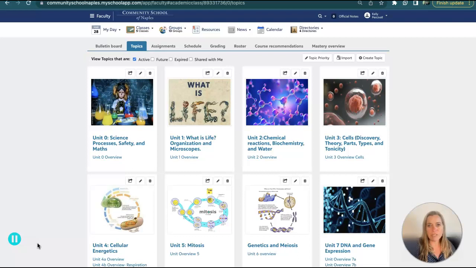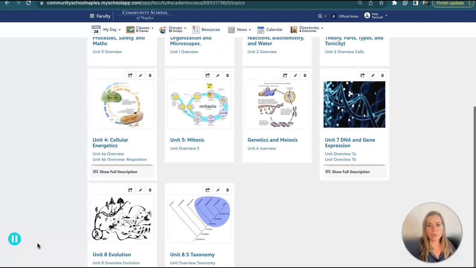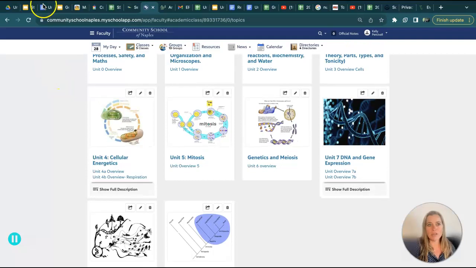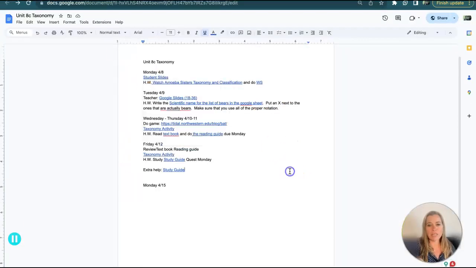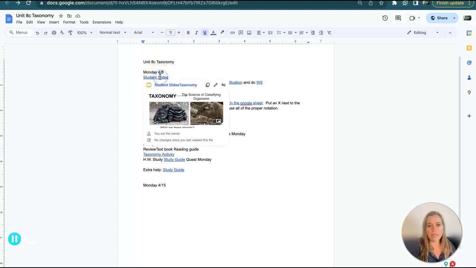The first thing that you're going to do is go to your class homepage, and then go to our newest unit, which is 8.5 Taxonomy. It's a baby unit, and you're going to click on the unit overview. Once you click on the unit overview, it'll take you here. You're going to click on the Google Slides, go to File, make a copy, put in your name, you know the deal.